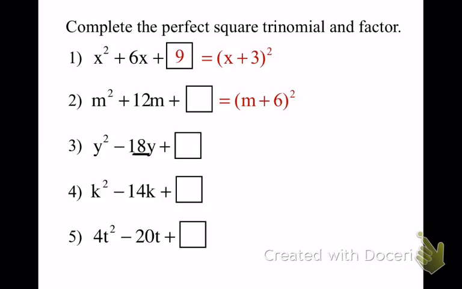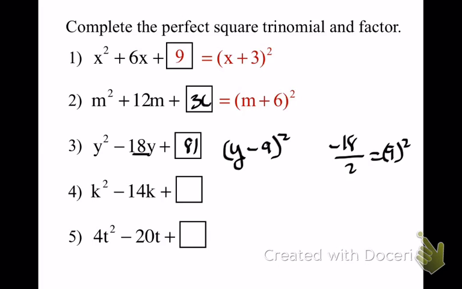I know if I divide this by 2, I get y minus 9. All I did before was just take that negative 18, divide it by 2, I get 9, and then square it. And that gives me my 81. Okay, we know that this is going to be k, divide the 14 by 2, and we get 7. We know this is going to be 49.